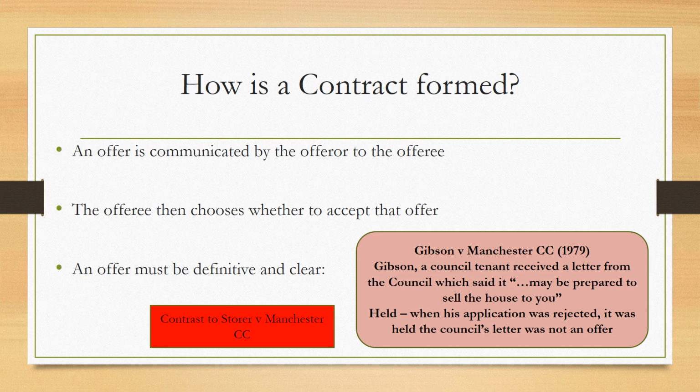But it was held by the court that the council's letter was not an offer. That wording was not clear enough to constitute an offer. If you look up the case of Storer against Manchester City Council, you'll see that the wording is different in terms of that sale. And the wording there was agreement for sale. The letter was headed up with that, which indicates more to anybody that that is a formal offer for sale of the property. So he was successful in his action.